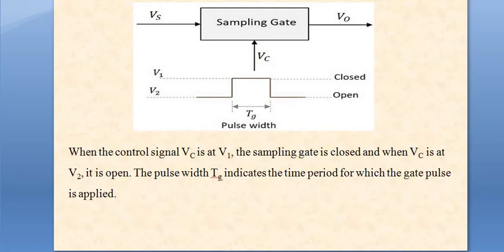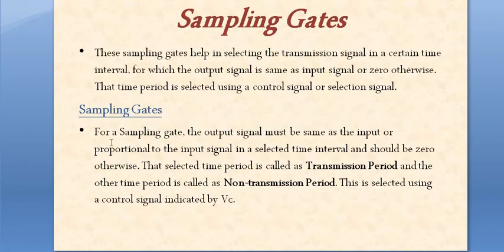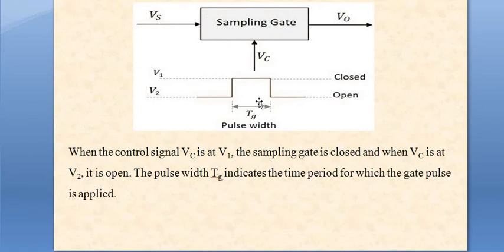That is what we have discussed, right? Go back to the definition and see. For a sampling gate, the output must be the same as the input, or proportional to the input signal, in the selected time interval, and should be 0 otherwise. That selected time period is called the transmission period, and other than that is called the non-transmission period. It means there will be no transmission of the input to the output. So whenever the control signal is open, only then will you obtain the output, and that output will be similar, proportional, or the same as your input.